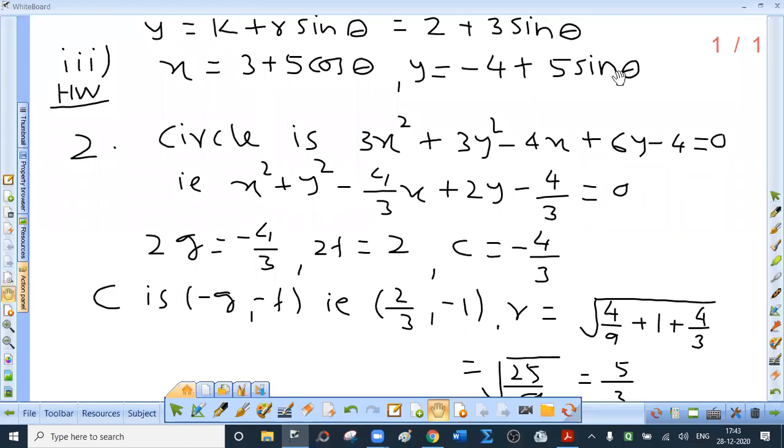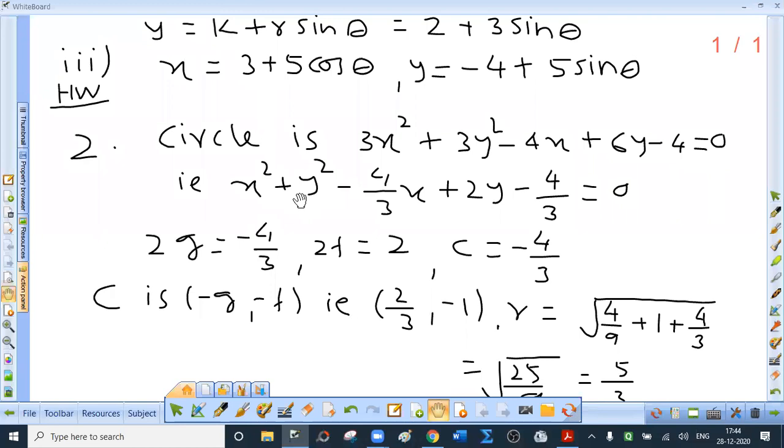Second sum, find the parametric representation of circle 3x square plus 3y square minus 4x plus 6y minus 4 equal to 0. Actually, it is similar to second part of first sum. The only change is coefficient of x square and y square is not 1. It is 3. So just divide by 3. That's it. I have explained a different method here.